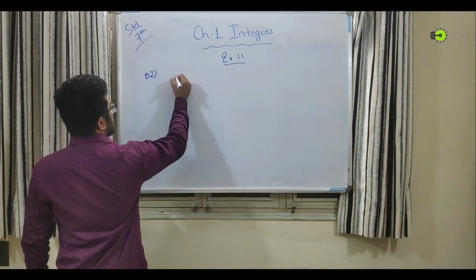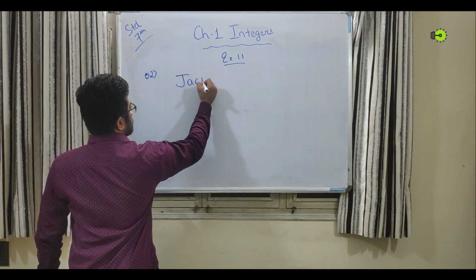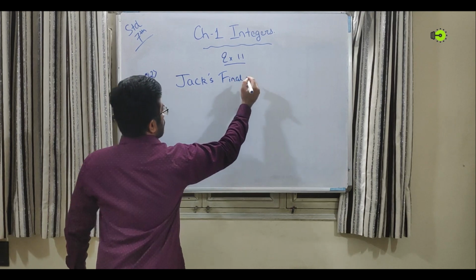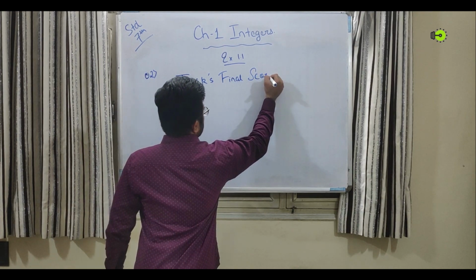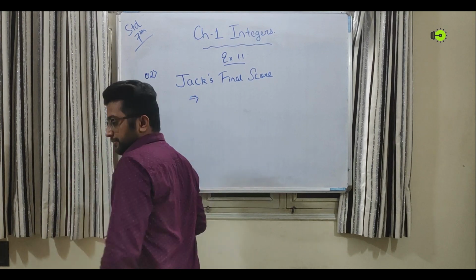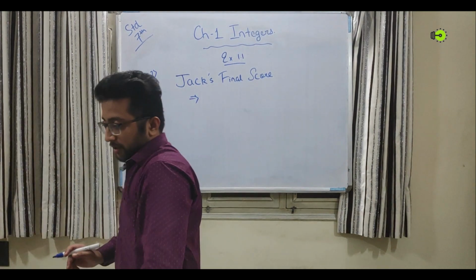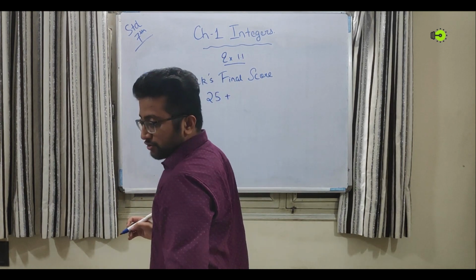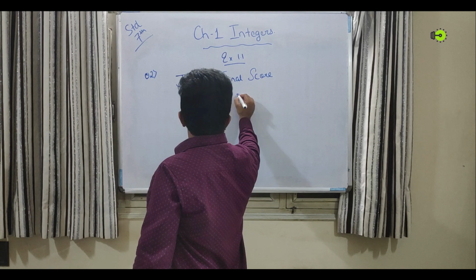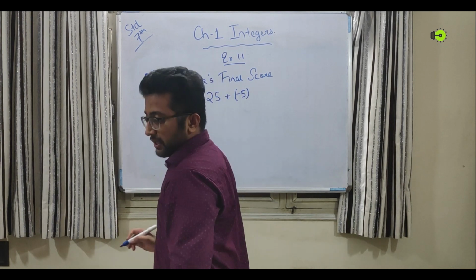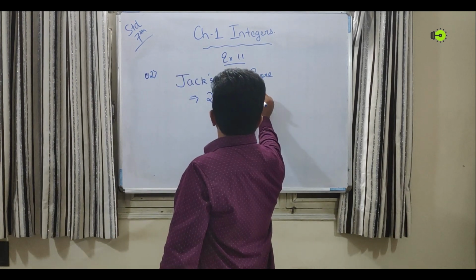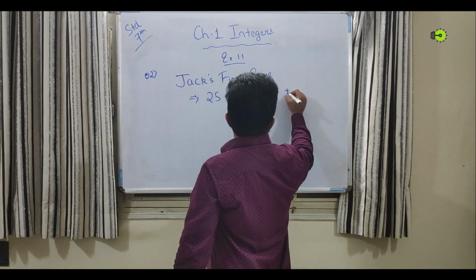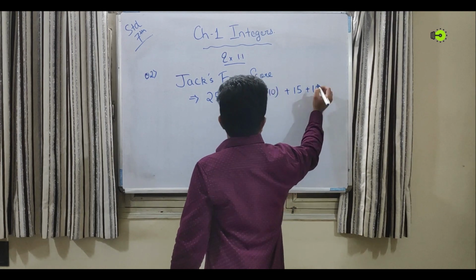Very simple, sir. So Jack's final score will be: in the first round he scored 25. Okay, then we have to add, because we are finding the total. Then there is minus 5. So whenever there is a minus, give respect to the bracket. Once again plus, then minus 10. Once again 15 and 10, that is plus 15 and plus 10. Okay, we will solve it.